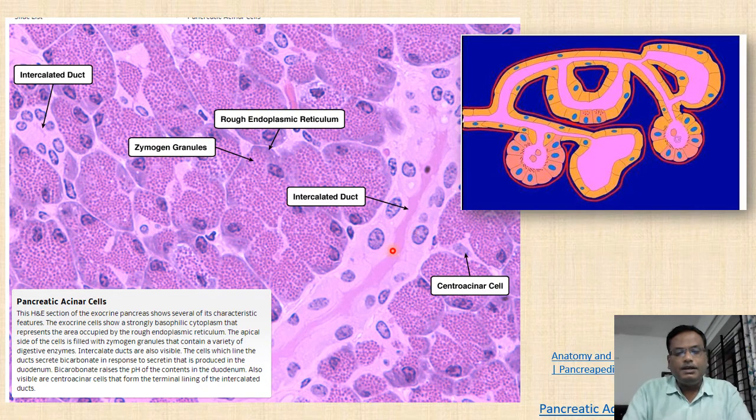And in this picture, the same acinar cells are shown with higher magnification. So this is the intercalated duct. We'll see what an intercalated duct is in the next slide. And each cell shows a lot of zymogen granules. I told you, since they are very active in protein synthesis, because they synthesize a large amount of enzymes, they have a large quantity of zymogen granules. And the presence of rough endoplasmic reticulum is also a characteristic feature of pancreatic acinar cells.